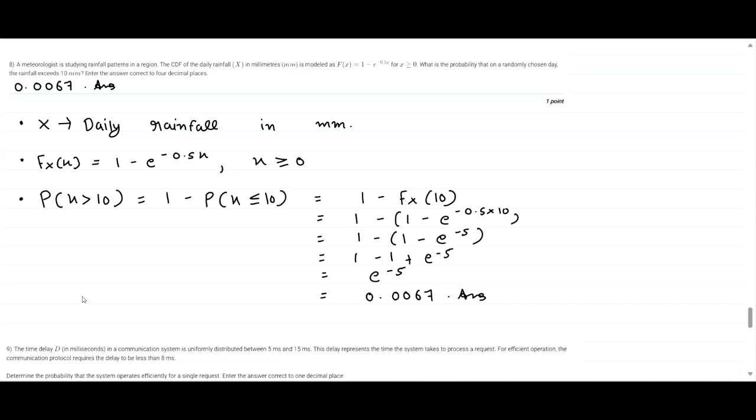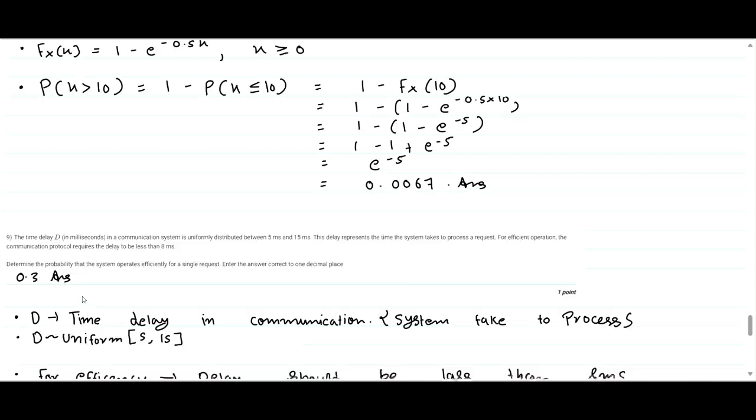So this is a very easy question and I guess all of you might have solved this, but still let's see this. Here we basically need to find the probability of x greater than 10, which is equal to 1 minus the probability of x less than or equal to 10. Now we have the given CDF function, so we can easily calculate the probability of x less than or equal to 10. After solving the equations, the probability of x greater than 10 is equal to 0.0067. Let us now see question number 9.